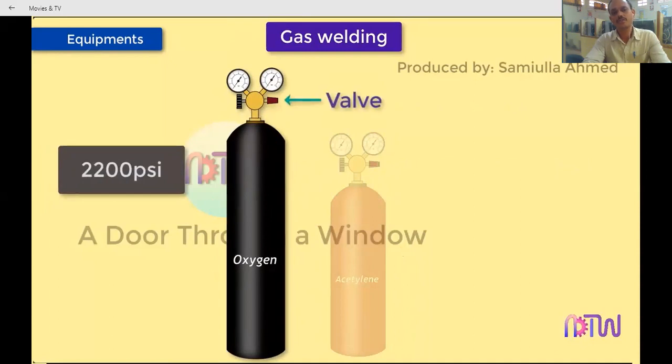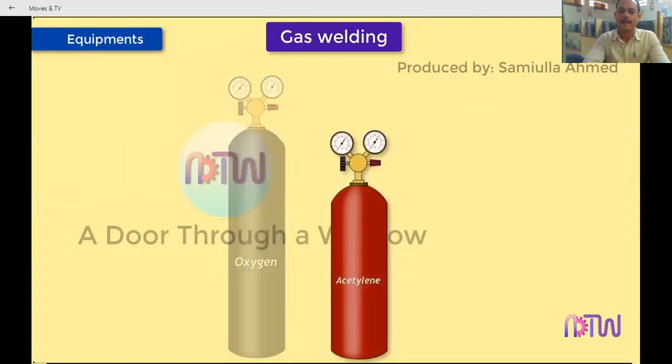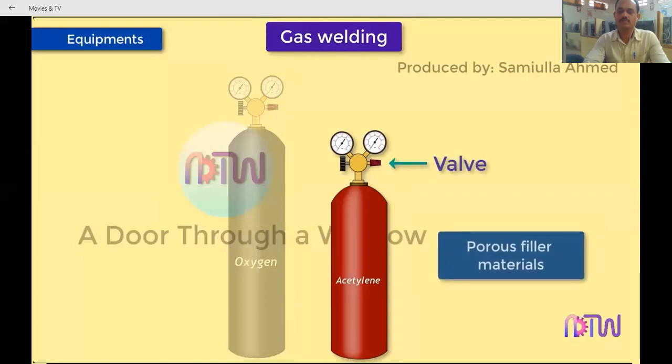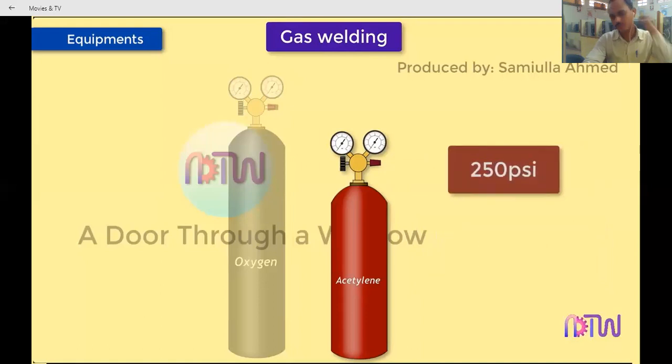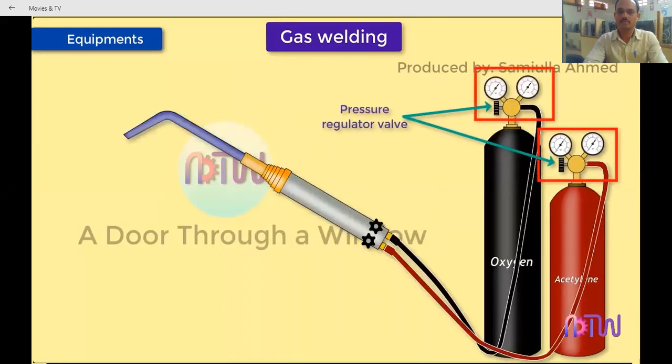Okay, this is the pressure for oxygen, 2203 psi. And this one is the acetylene. So 250 psi pressure is with acetylene. These are the pressure regulators. By using the pressure regulators, we can regulate the pressure of the gases.